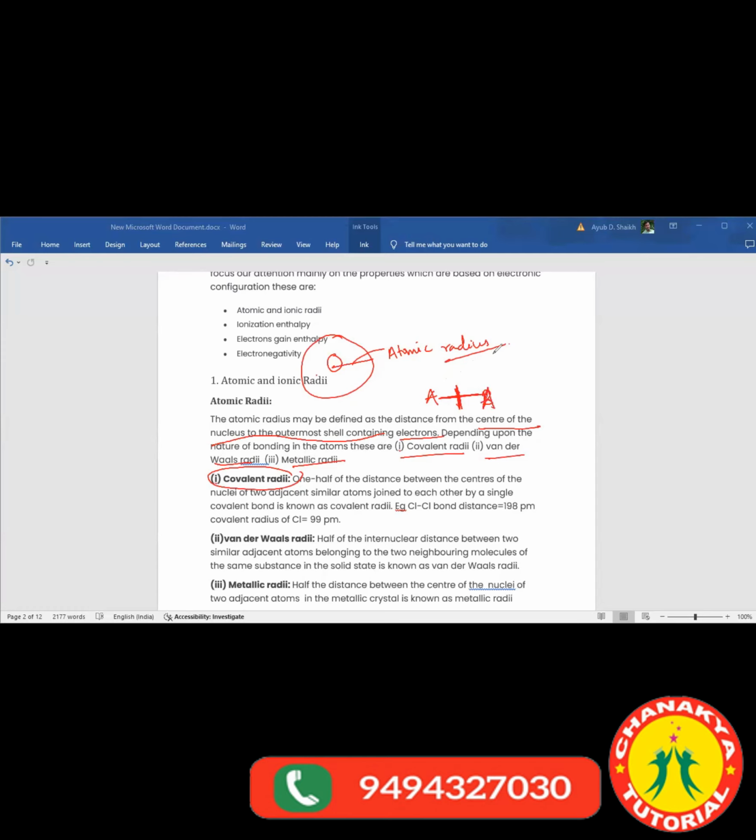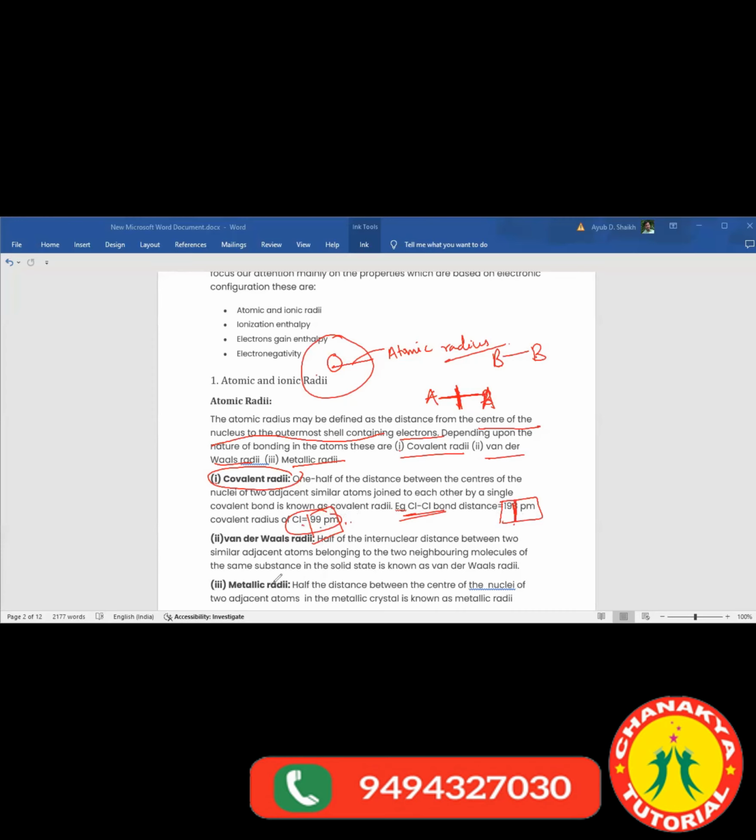For example, chlorine, or hydrogen. Here they have given the example of chlorine because of the Cl2 molecule. Its bond length is 198, and if we take exactly half, that is nothing but 99 picometer. So chlorine has the covalent radius, not just atomic radius, that is 99 picometer.